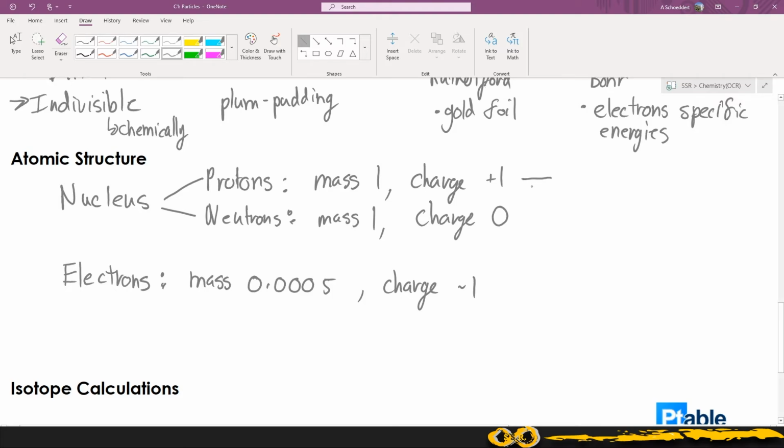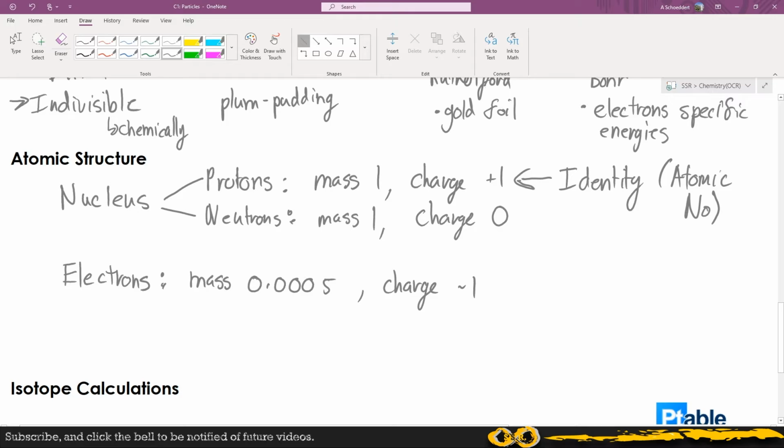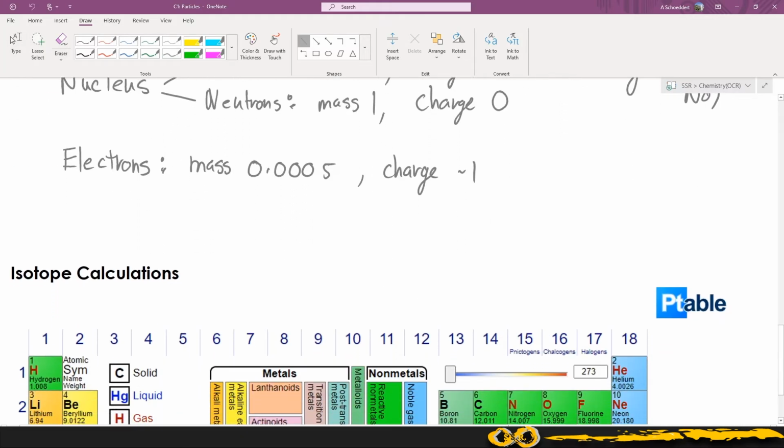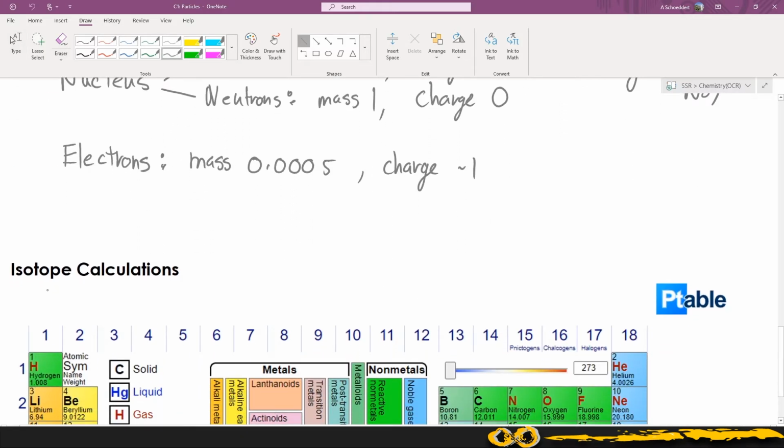The next important thing to understand is that the protons are the identity of the atom. They are the atomic number that you find on the periodic table. But atoms, it is important to understand, do not exist just in balanced proton and neutron numbers. There are atoms that have different numbers of neutrons, and those are known as isotopes.